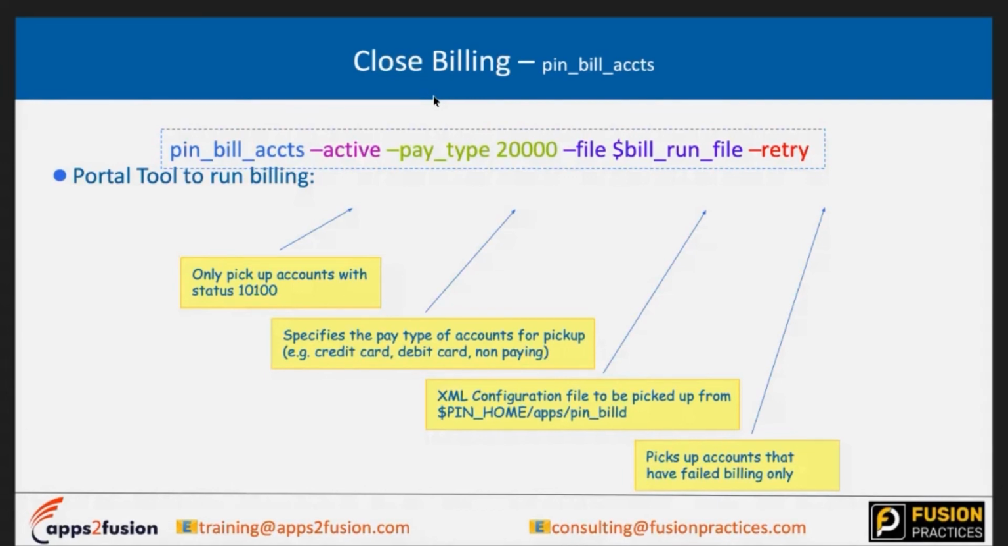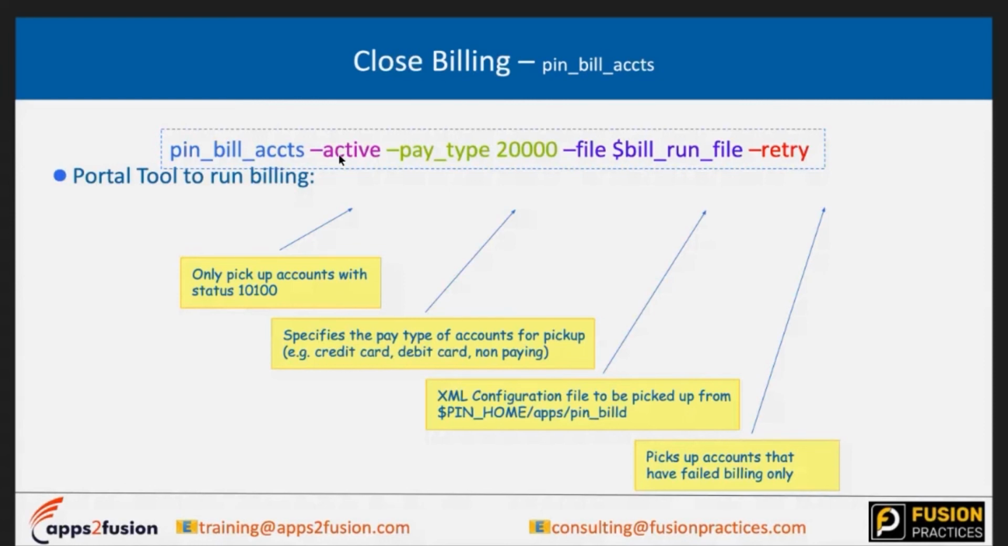The first one is spin bill X, which is the utility name. Hyphen active means pick only the accounts which are active and don't bill the inactive ones, because we don't want to send an invoice to inactive accounts. Then pay type: it might be a case that on a particular day you want to bill only those customers who pay via credit card or debit card, so you can specify the pay type.